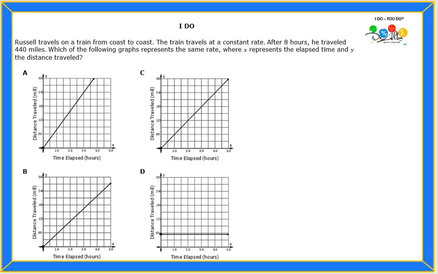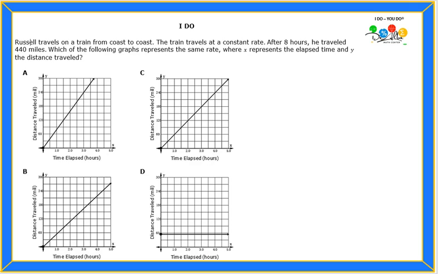It says, Russell travels on a train from coast to coast. The train travels at a constant rate. After 8 hours, he traveled 440 miles. Which of the following graphs represents the same rate, where x represents the elapsed time and y the distance traveled?